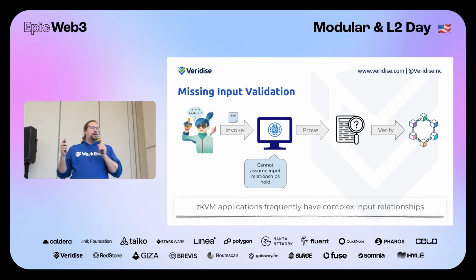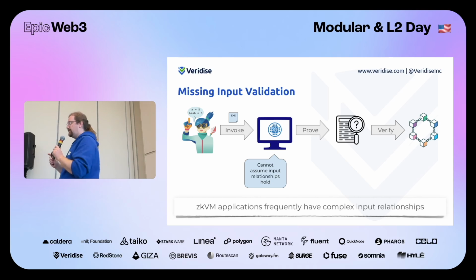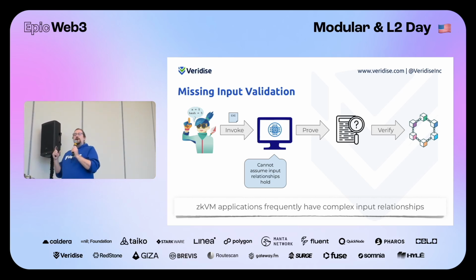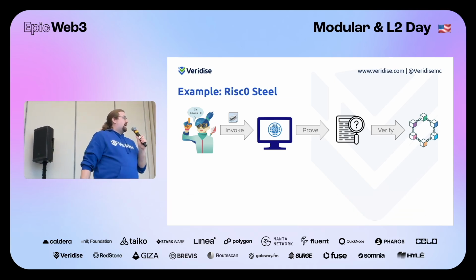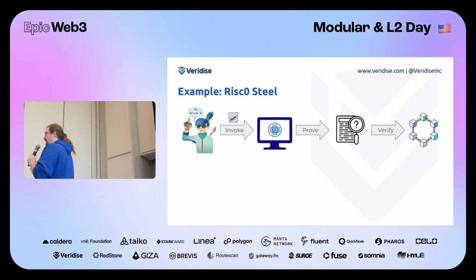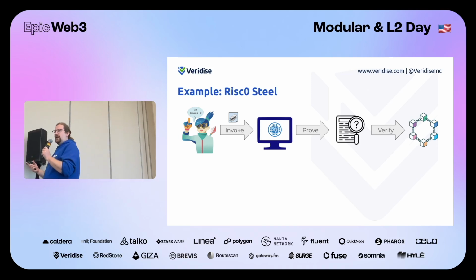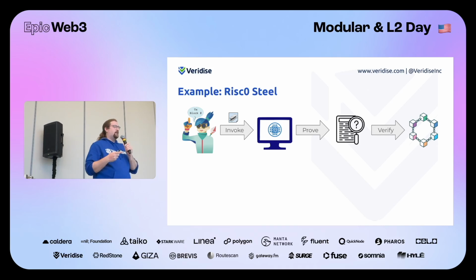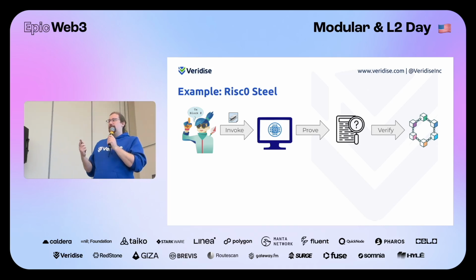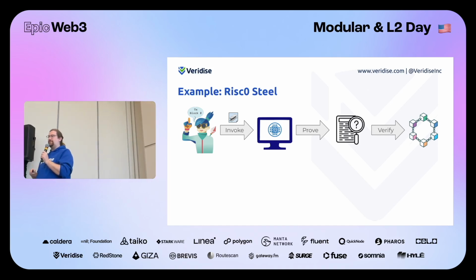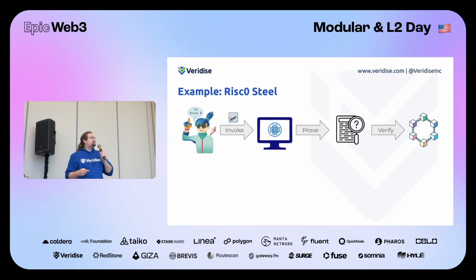But essentially, zkVMs exacerbate the issue that we saw in zk circuits because they often have much more complex relationships between their input variables. So let's take a look at an example. Through a lot of this presentation, I'm going to talk about RISC-0 Steel. That's a library developed by RISC-0 in order to prove some computation about the EVM. None of these vulnerabilities are actually in Steel. It's just a good thing for me to point to because it's sufficiently complex.